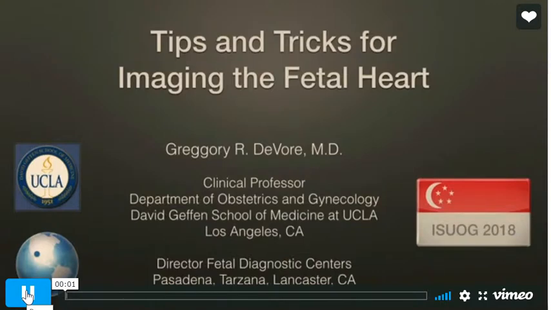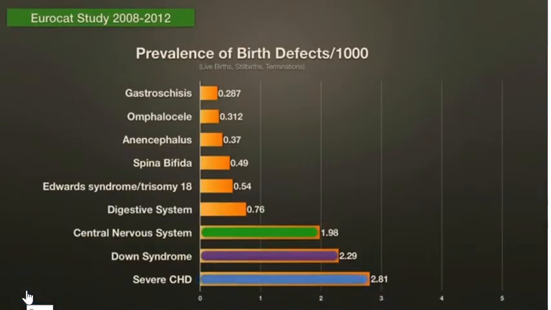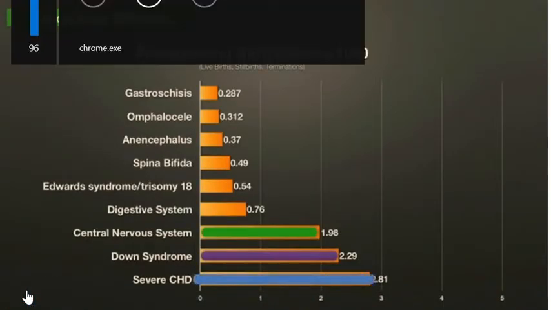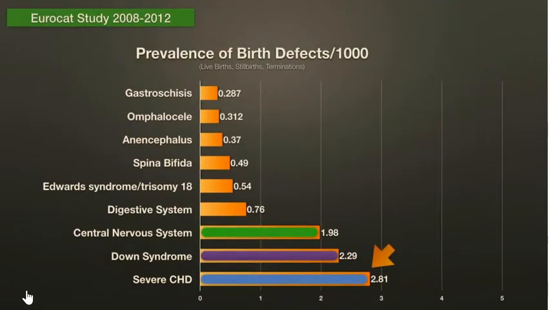So let's begin. As you are aware, several congenital heart defects are the most common serious malformations, surpassing neural tube defects and Down syndrome. Yet they have the lowest detection rate of the malformations listed on this graph.